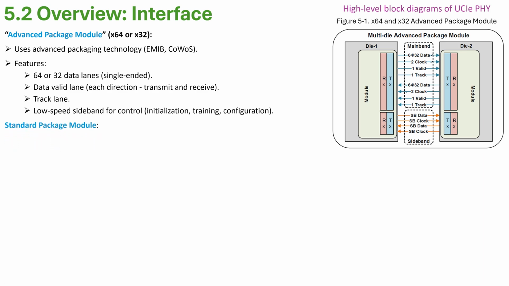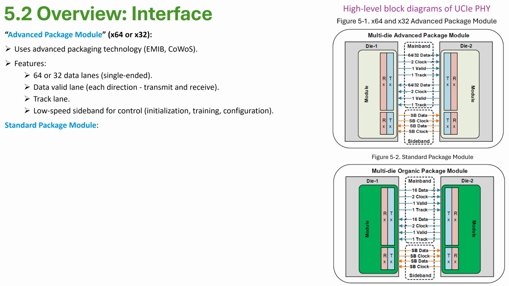In addition to the advanced package module, UCIe also mentions the standard package module. This is the block diagram here. So what is the difference between this and that? This package module uses traditional standard packaging with larger pitch.